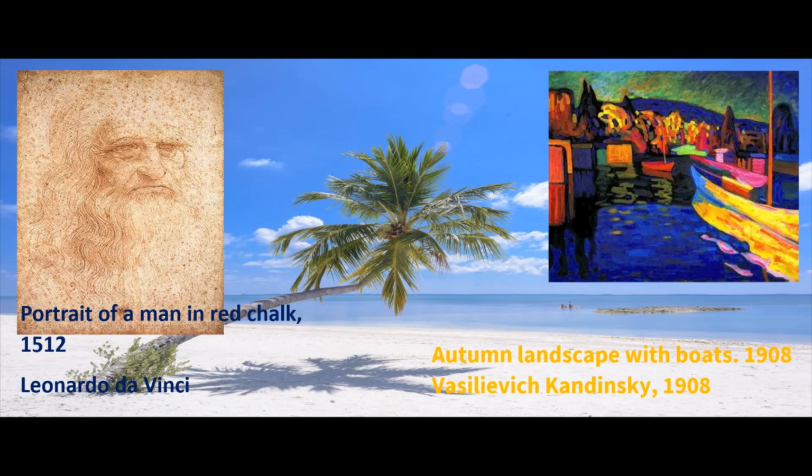The next example is the painting entitled Autumn Landscape with Boats, completed in 1908 by Vasily Kandinsky. The complete name actually is Vasily Vasilievich Kandinsky.